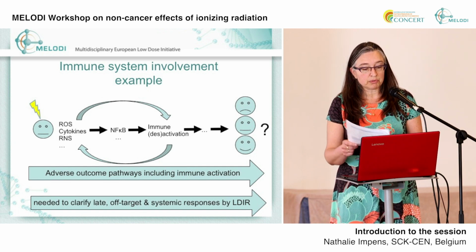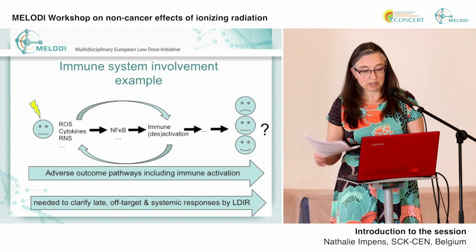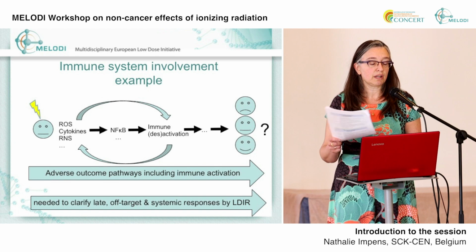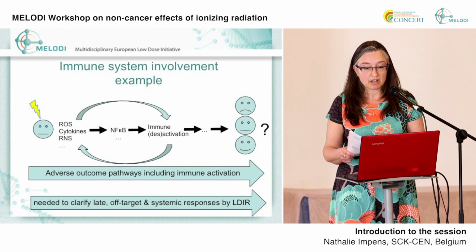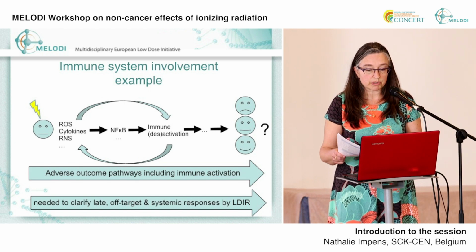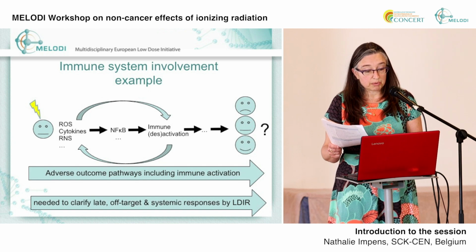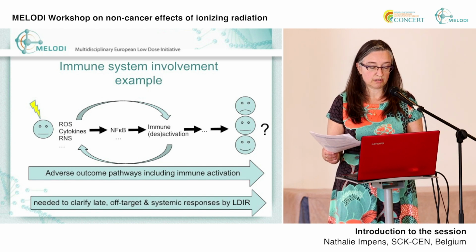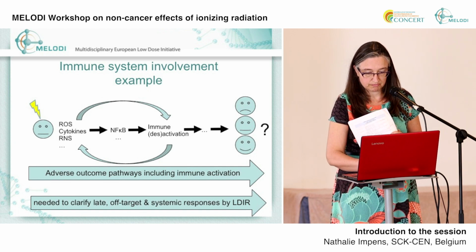And by doing so, if there is an immune activation, there can be a way back to production of more ROS, and in this way, a vicious circle can be created. And that is the importance of studying the immune system. So we need that to clarify the late off-target and systemic responses that can be induced by low doses of ionizing radiation.